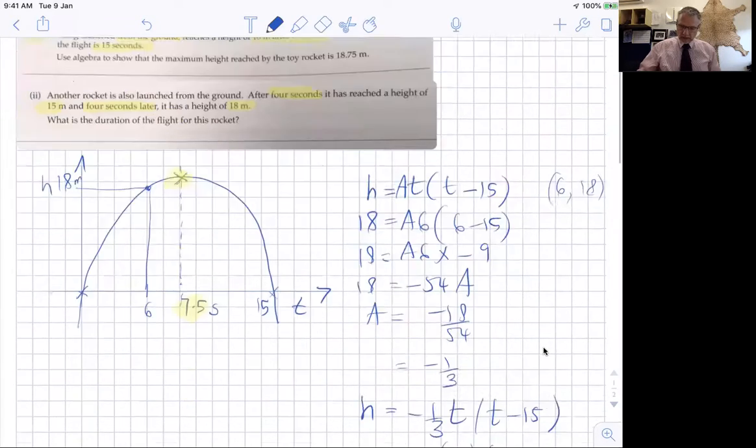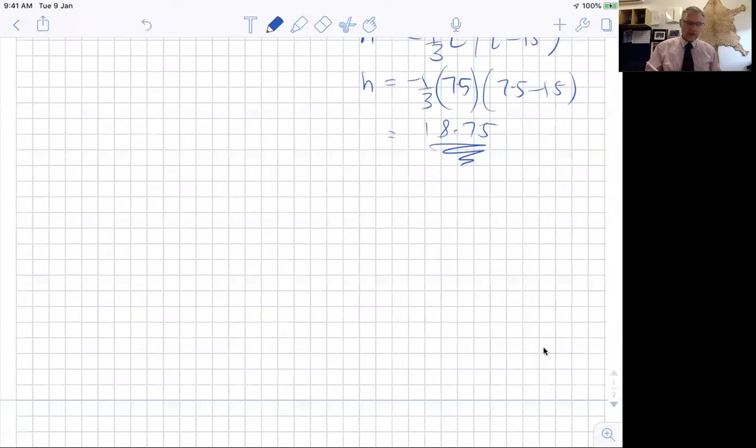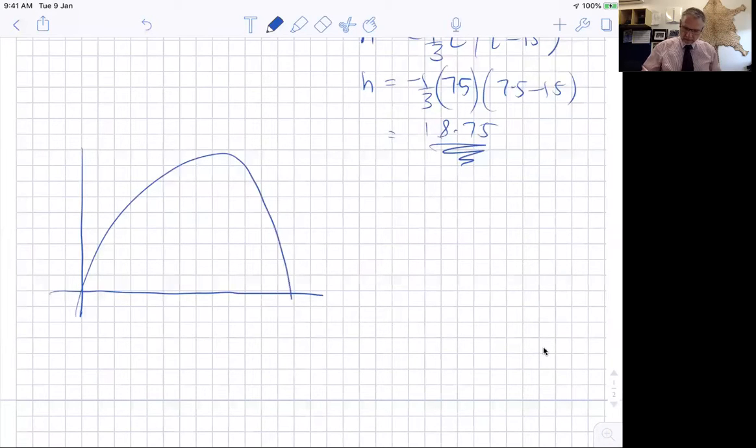So again, we'll start over here and have a look at another graph. What we're after is the duration of the flight for this rocket. So that's when it returns to the ground. So we're trying to work out what that point there is. It starts from the ground here. We're told that after 4 seconds, it's reached a height of 15 meters. So we can model that here.